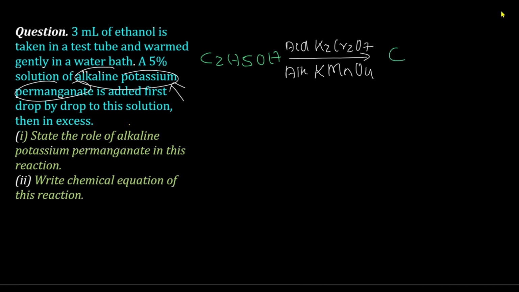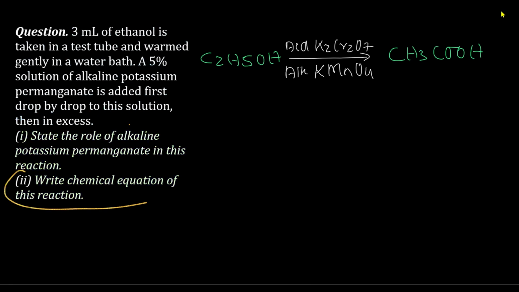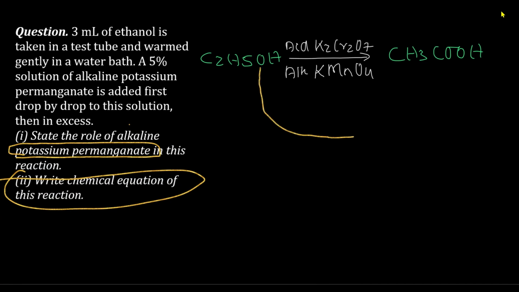And what is the result here? The result is ethanoic acid, CH3COOH, the product so formed. So now read the question. If I read the question again, we had to first find out, well, I have done the chemical reaction, and then they are asking you the role of potassium permanganate. So what you can observe is that in the reactant we have one oxygen, and in the product there are two oxygen. Clearly, oxygen is added.